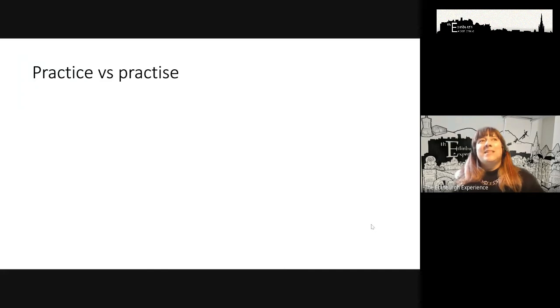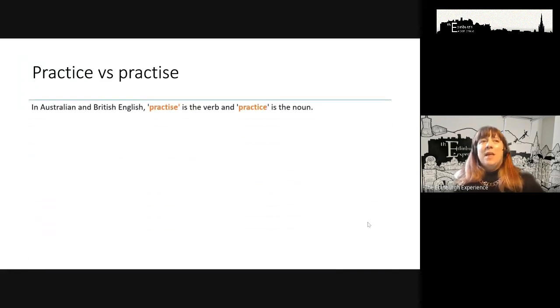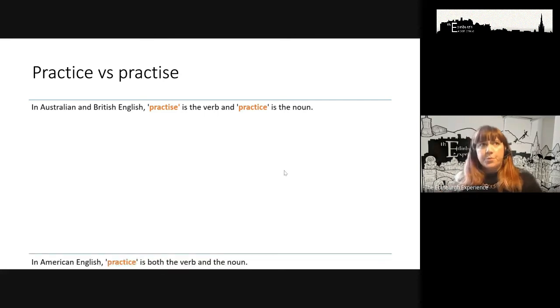Okay, practice and practice. So the easiest way to differentiate these two in Australian and British English is that when we have the letter S, it's a verb, and when we have the letter C, it's the noun. You can see that as well in words like advise and advice. It's the same rule.